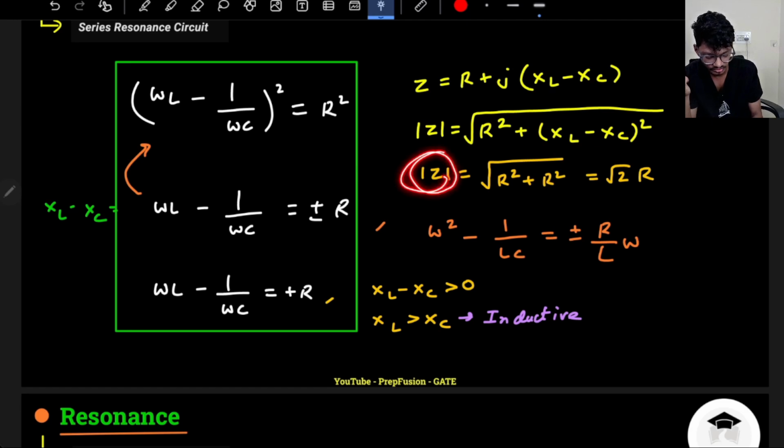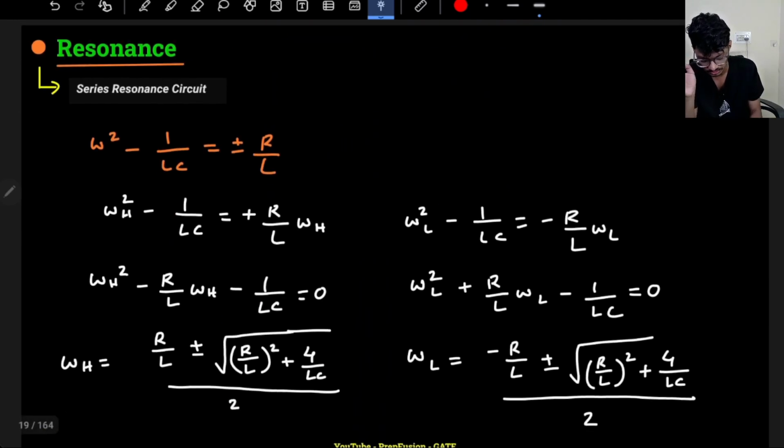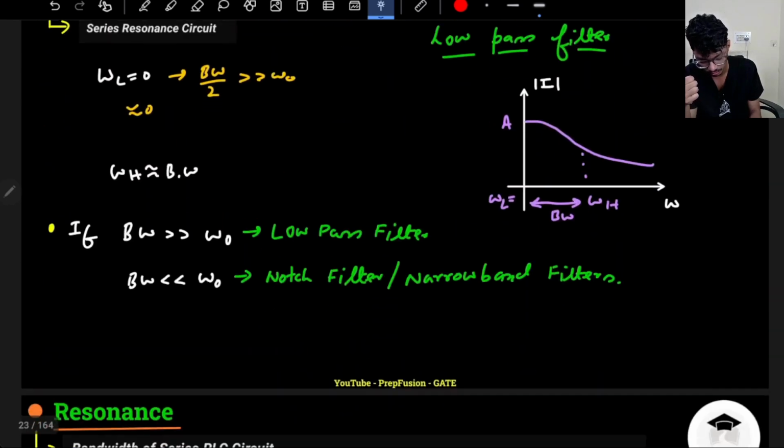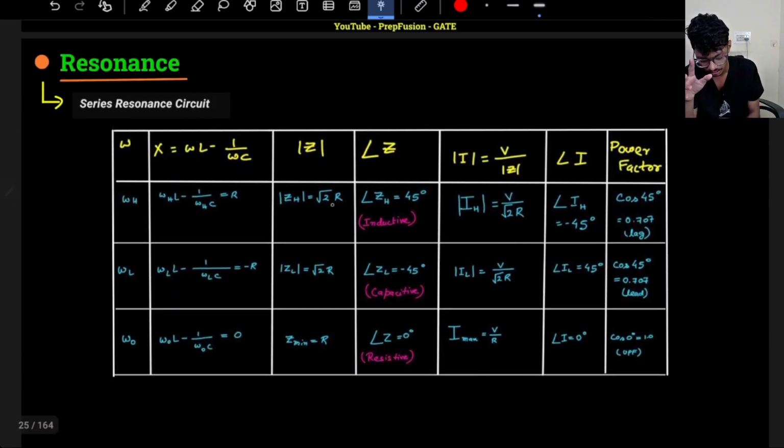Ultimately, my magnitude of impedance comes out to be under root of R square plus R square, which is under root 2 R. So at the higher 3 dB frequency and at the lower 3 dB frequency, the magnitude is under root 2 R. At resonance, it is R because it is minimum.